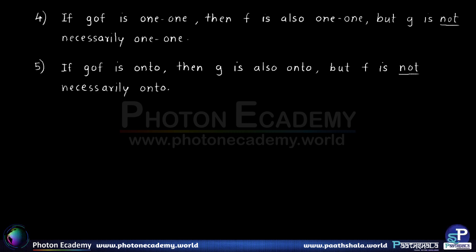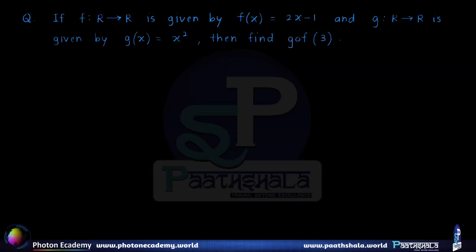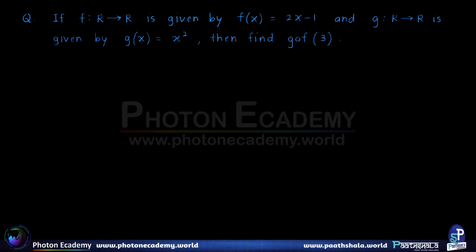Alright, now let's go ahead and solve a few questions based on this. If f is a function defined from reals to reals and given by f of x equal to 2x minus 1, and g is another function from reals to reals and it is given by g of x equal to x square, then find the value of g of f of 3.